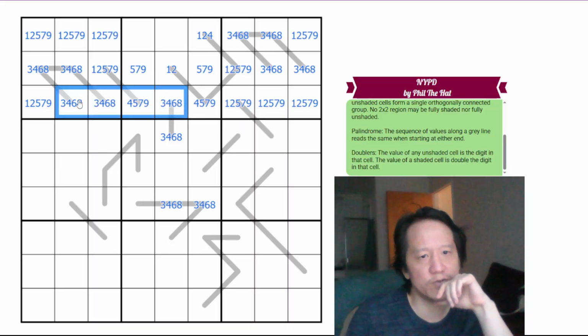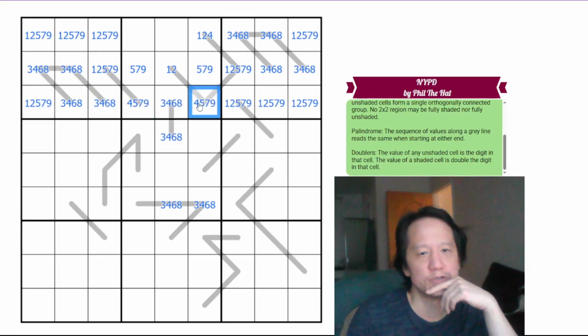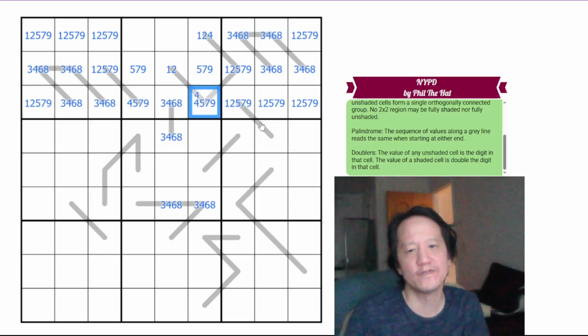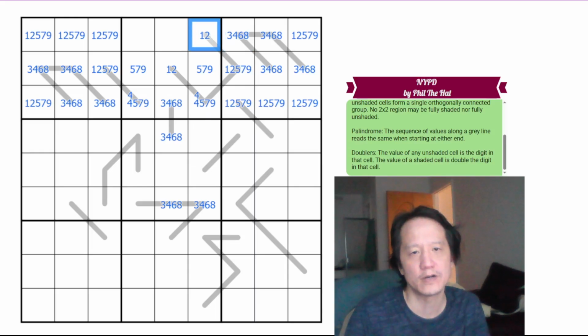Three of these are 3, 4, 6, and 8. Only one of these can be something else. Can be also with that. And it's this 4. So this has to be 4. Since this has to be 4, this can't be 4. It becomes a 1, 2 pair.